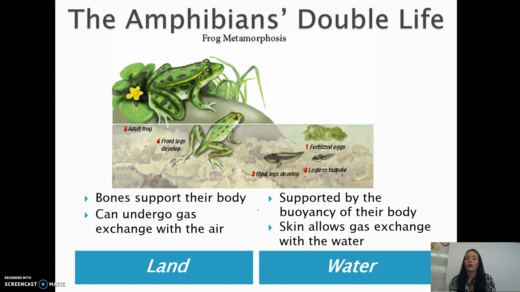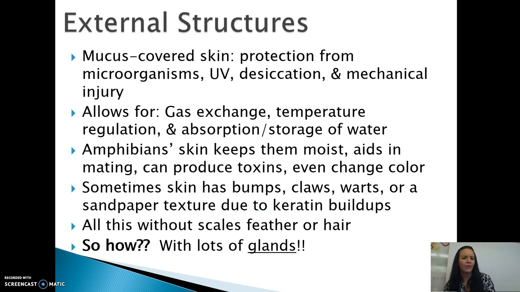So let's talk about the double life. So on land, they have bones to support their body, and they can go do gas exchange with the air. But in the water, they're supported by the buoyancy of their body, and actually their skin allows for gas exchange with the water. So they can actually breathe both underwater and above water. Let's get into now some external structures. So we already talked about the mucus-covered skin. This protects from tons of things, so microorganisms, UV, desiccation, mechanical injury. Their skin is very important to their survival.